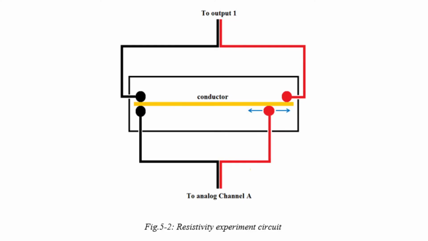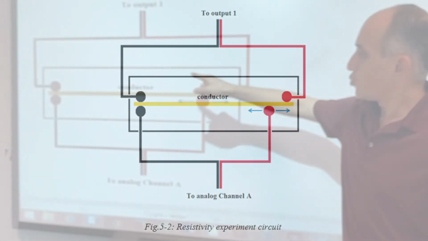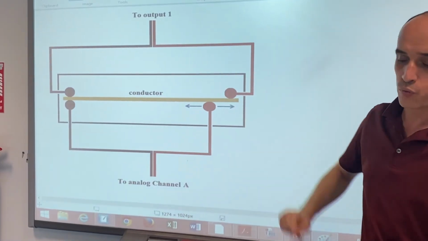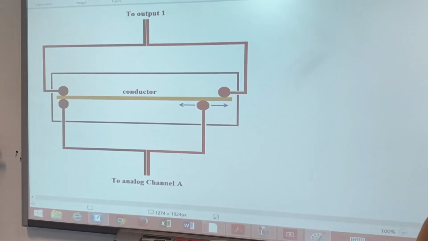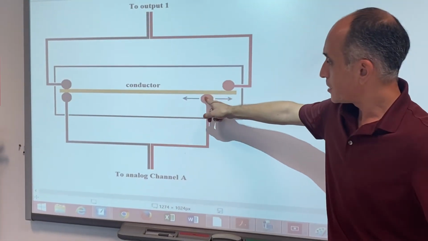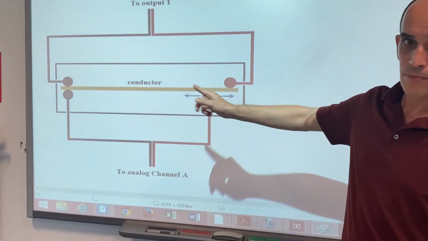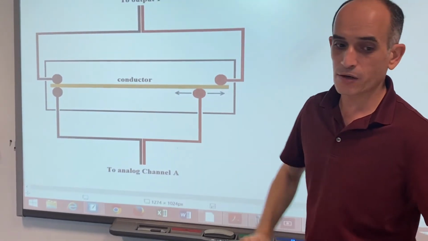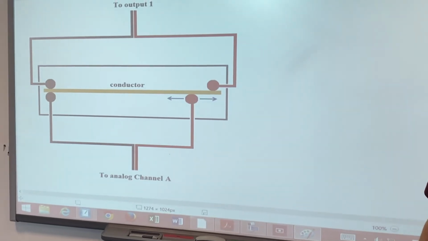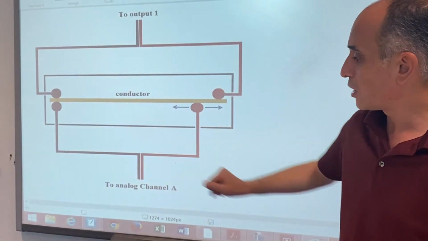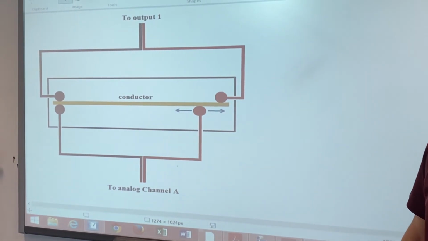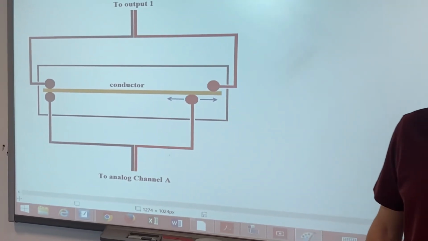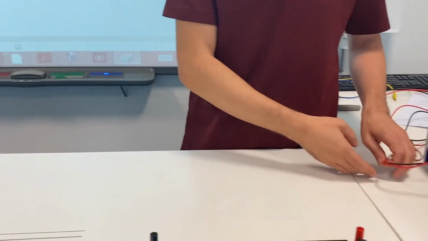Take a look at the circuit diagram right here. So we have these 2 terminals connected to output 1 of the power supply. This is the part that we can move from 0 to 24 centimeters. And the other one, the black one, is the one that is fixed at 0 centimeter. So these 2 are connected to analog channel A, which allows us to measure the voltage. So this is actually going to be the voltage sensor.